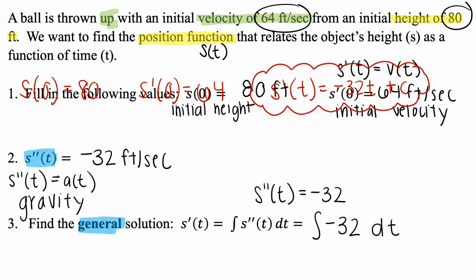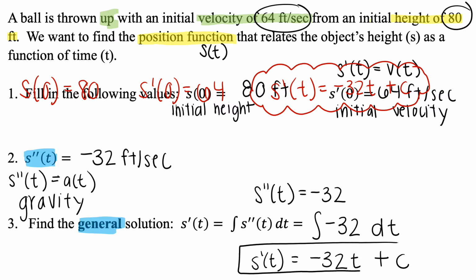Using the power rules on our formula sheet, this would just become negative 32 t to the first power over 1. So just negative 32t. And because this is the general solution, we're going to add that plus c. So that would be our s prime of t equation.